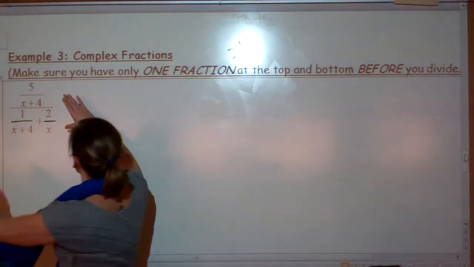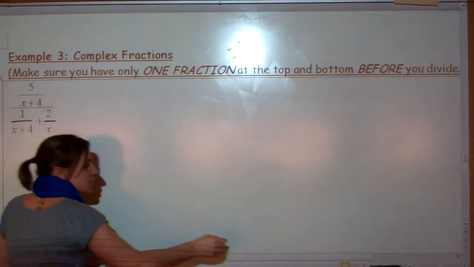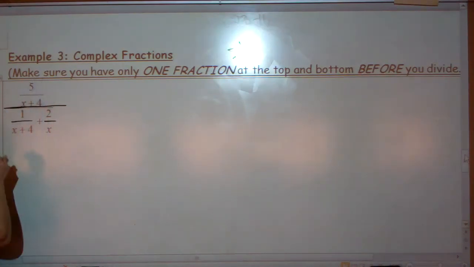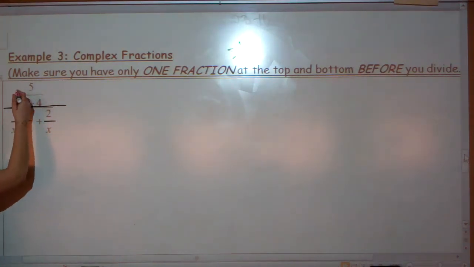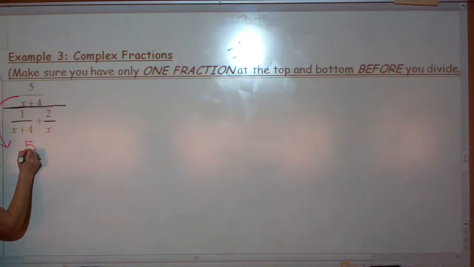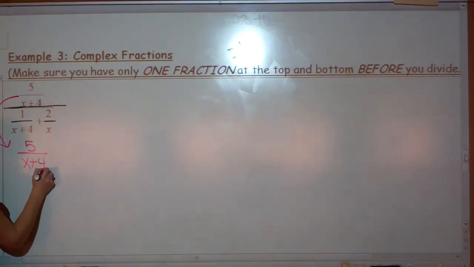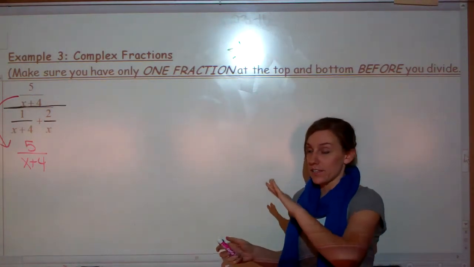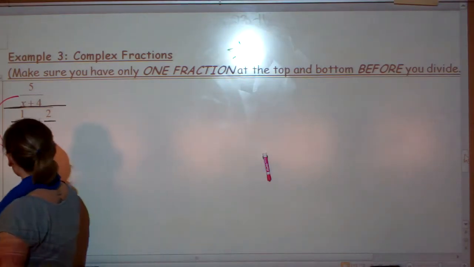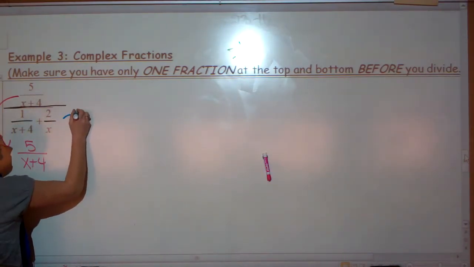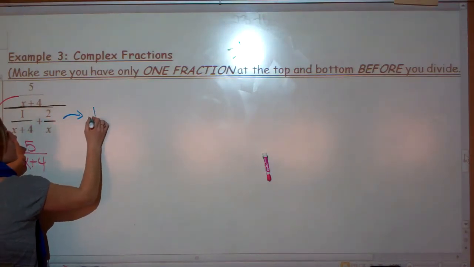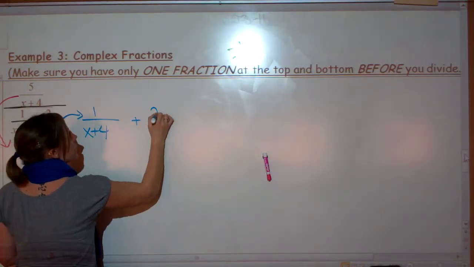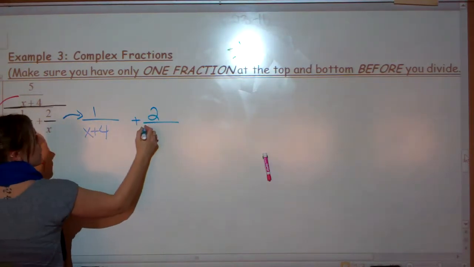Alright, okay, so again, we look at them separately. This is a big division problem, so we're going to look at the numerator. And lucky for us, the numerator doesn't need to add or subtract. The numerator is just one fraction, so you don't have to worry about adding or subtracting. That one's taken care of. So that means we just want to look at the denominator. Okay, so the denominator is 1 over x plus 4, and then the other part is 2 over x.